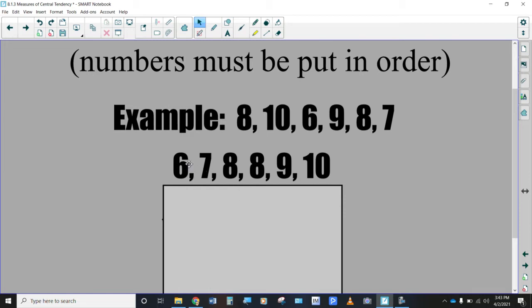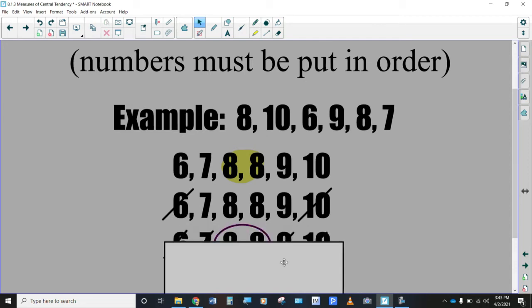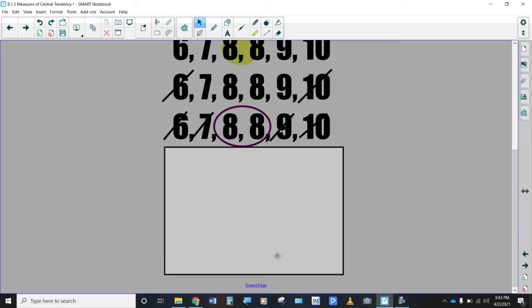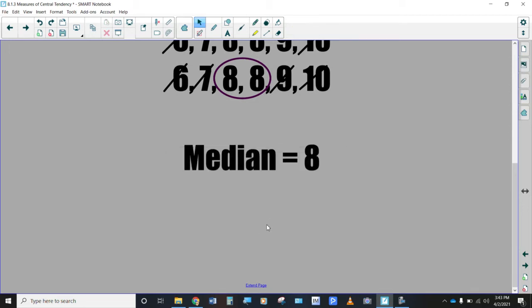And what number shows up in the middle? 1, 2, 3, 4, 5, 6. Turns out there's 2 numbers in the middle. And so in that situation, you would find the mean of those two numbers, but they're the same number. So here shows you kind of a process of working your way toward the middle, and eventually you get to where your median is going to be the number 8.